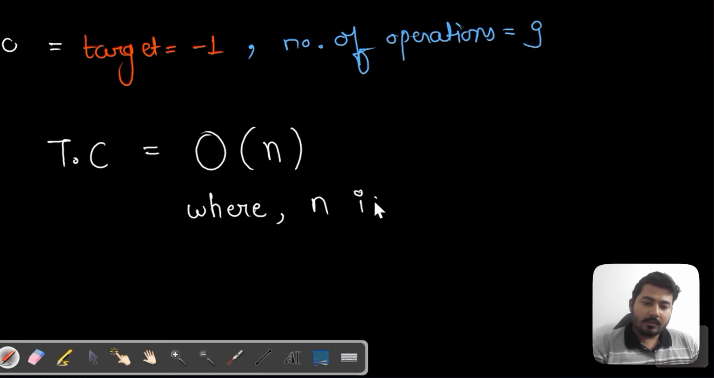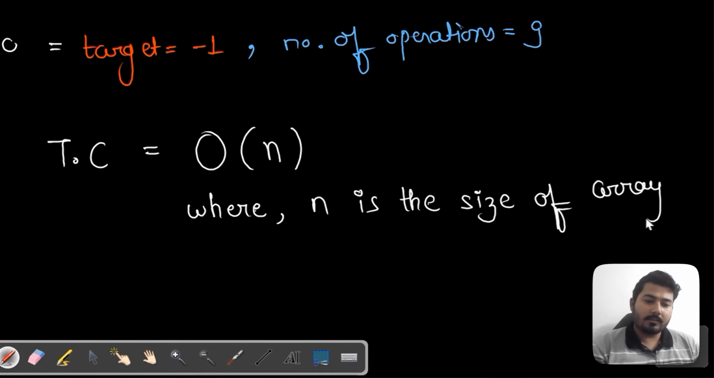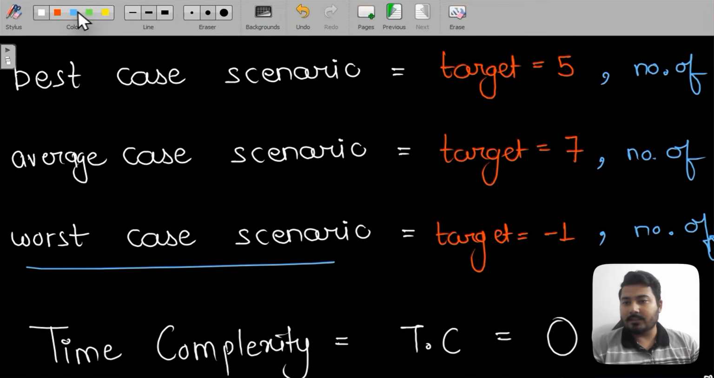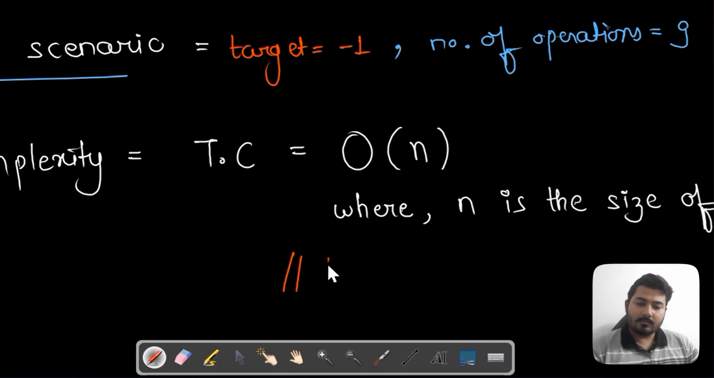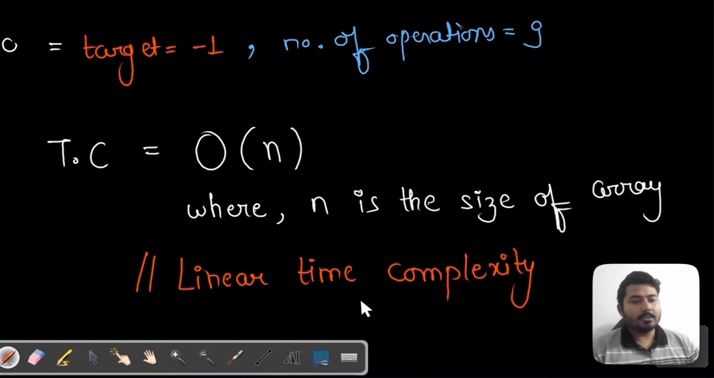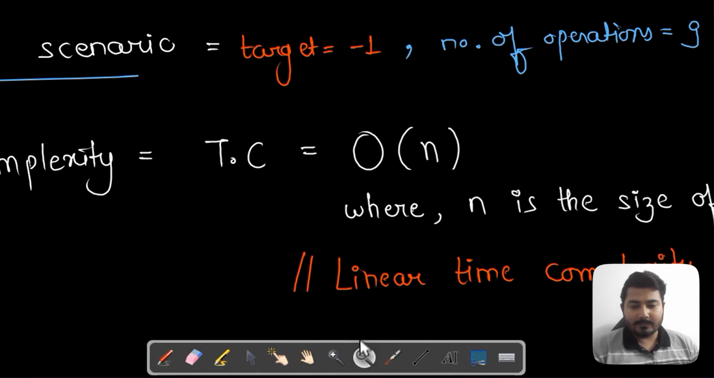Where n is the size of array. Because array size could be anything at all. That will be given to you in the question itself. That is why you will always say that n is the size of my array, and that is what my time complexity is. And this is what you call a linear time complexity.